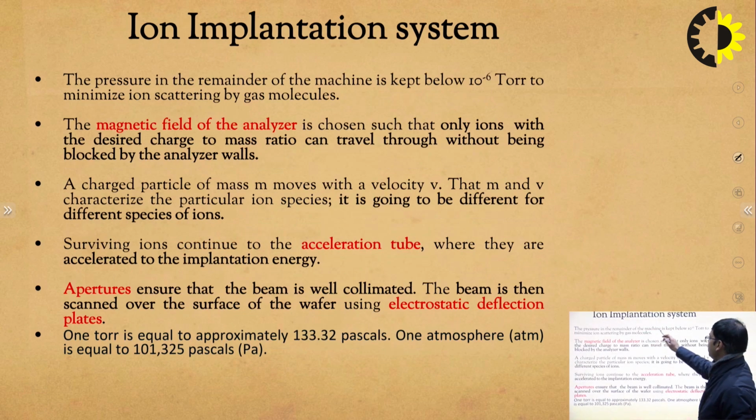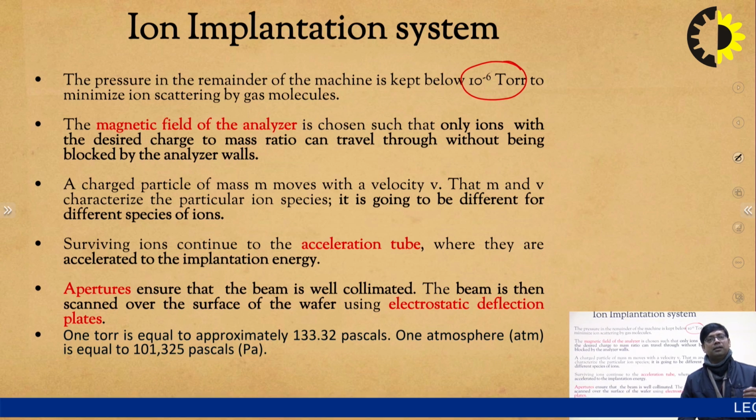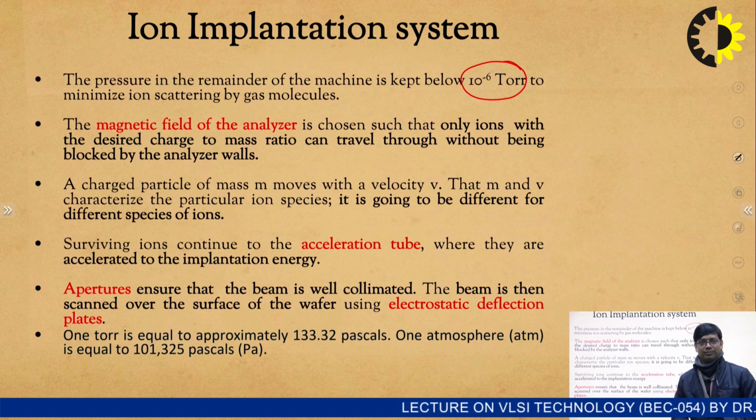The pressure in the remainder of the machine is kept below 10^-6 torr to minimize the ion scattering by gas molecules, because if it is not a vacuum, then what happens? The ions, when they travel, get scattered. So to stop that deflection or scattering of the dopant ions, the pressure is kept at a very low level, that is around 10^-6 torr.